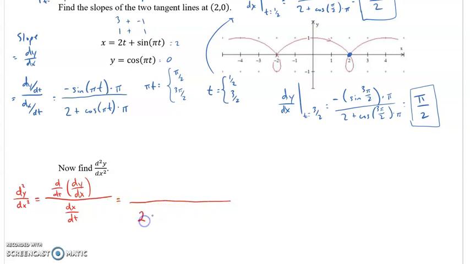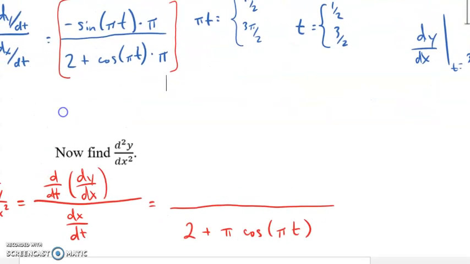is 2 plus, I'm going to put the pi in front. I just like the way that looks better. 2 plus pi times the cosine of pi t. All right, swell. So now all we have to do is take the derivative with respect to t of dy dx. Well, that's this whole fraction. So you guessed it, we've got the quotient rule. So we can do it. It's not impossible. It just gets a little tedious.